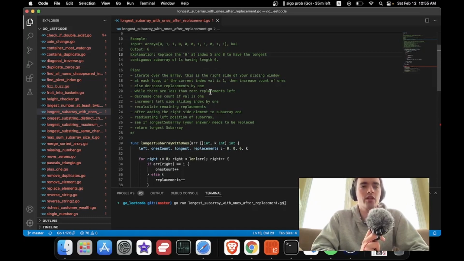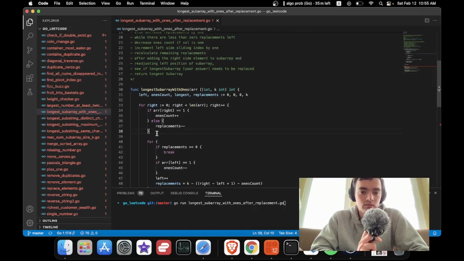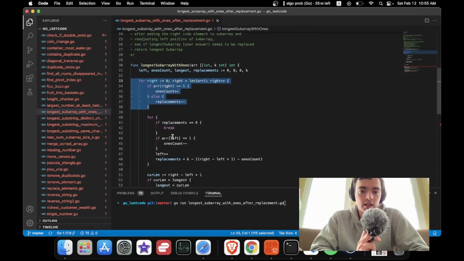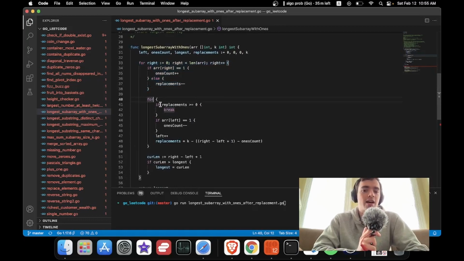So I'm iterating over it, and at each loop, I add the current integer to my ones count if it's a 1, and then if it's a 0, I decrement the number of replacements that I have left. So, like so. And then if I have 0 replacements, I can keep adding new integers to my subarray if they are 1, even if I have 0 replacements left.